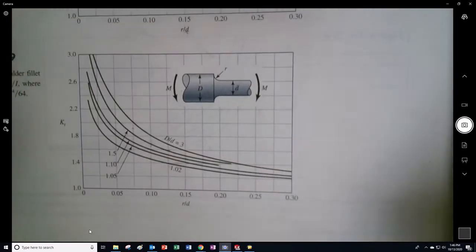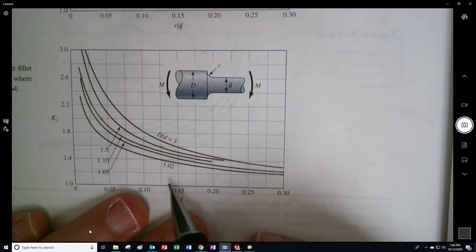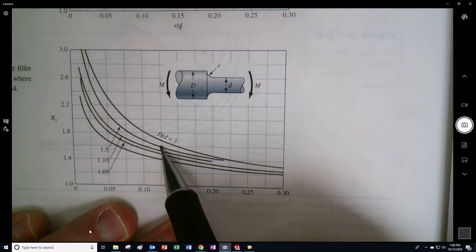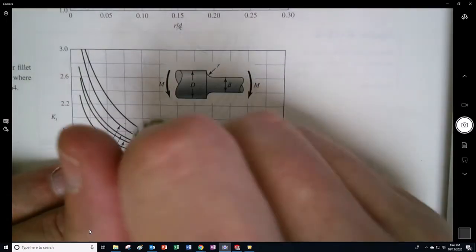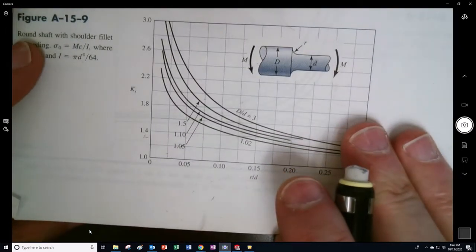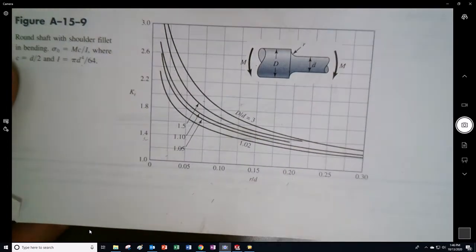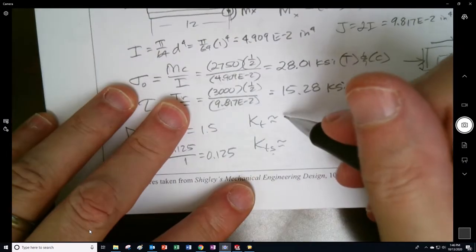So down here, taking a look at this, we have 1.5, which is lucky for us. We have that as one of our choices. And we have 0.125, which is, there's 0.1, here's 0.15, so here's 0.125 right here. And the intersection there is really, really close to 1.6. In fact, if we really zoom in, it's just ever so slightly below. So I call it 1.58.